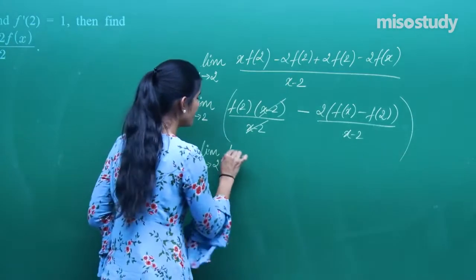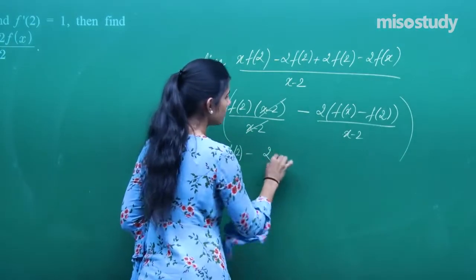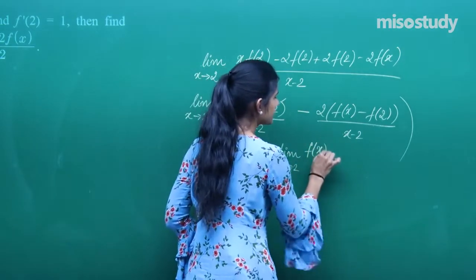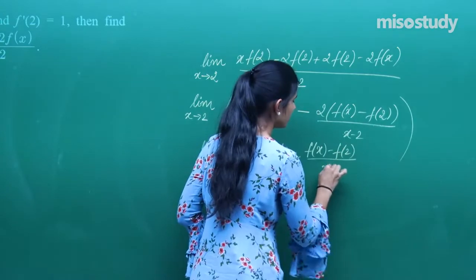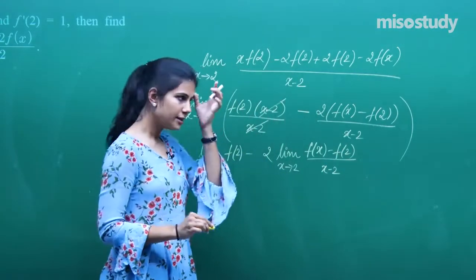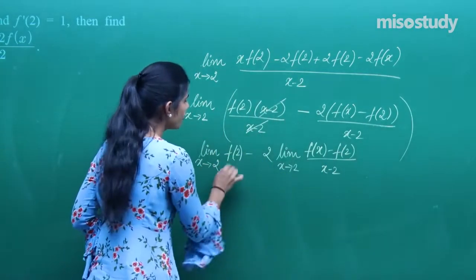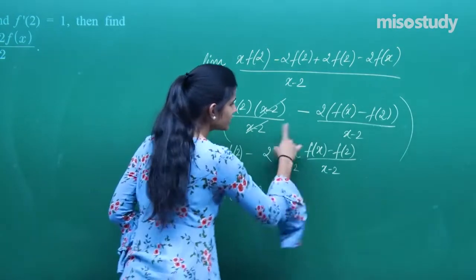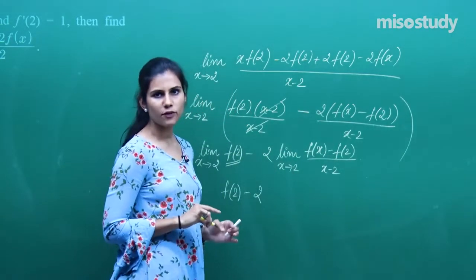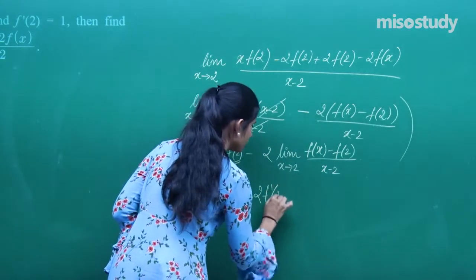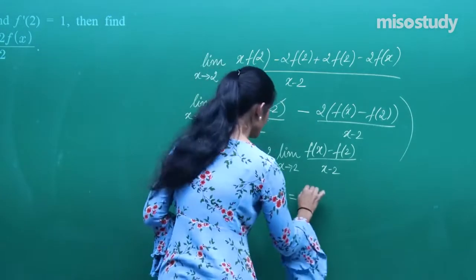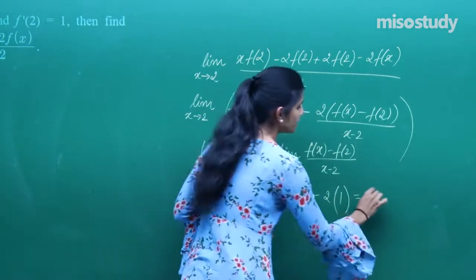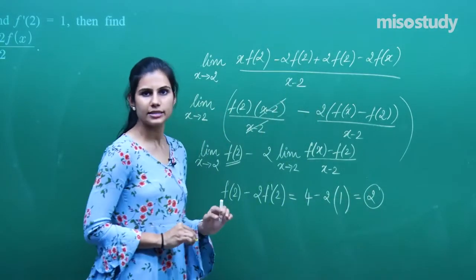Limit x tends to 2 of f(2) minus 2 is going to come out of the limit x tends to 2 of f(x) minus f(2) upon x minus 2. Is it clear? Limit x tends to 2 of f(2), this is a constant function, so it is going to remain the same. This is f(2) minus twice of, what is this, limit x tends to 2 f(x) minus f(2) upon x minus 2. This is f dash 2. f(2) is given to me as 4, f dash 2 is given to me as 1. 4 minus 2 is 2, and that's your answer.